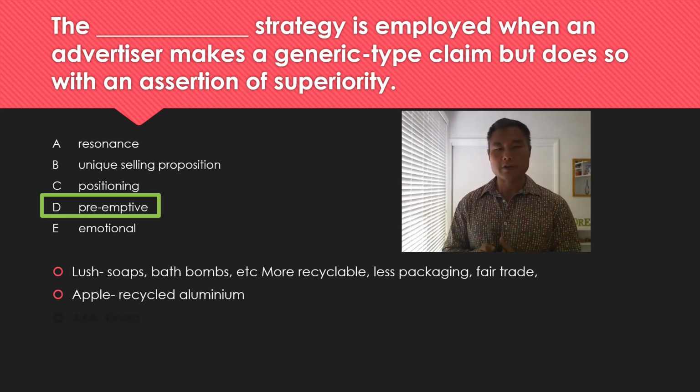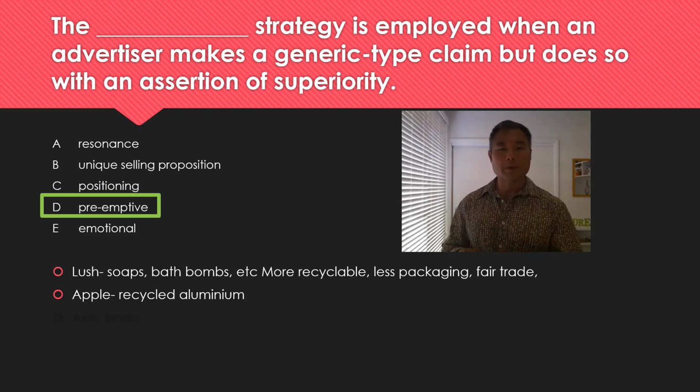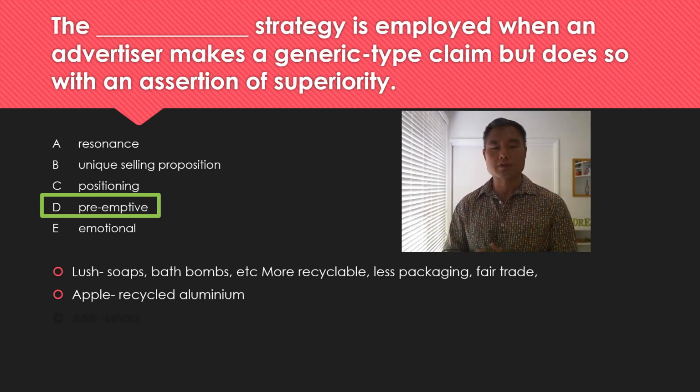Apple is another good example that does this sometimes. So when they promote the fact that they use recycled aluminium, many other computer brands could probably claim the same thing. But because they come out and say it first, and they've got such massive advertising power, when they say that, it becomes almost like a unique selling proposition for them. But it is a preemptive strategy, because it is not that unique. Other people do the same thing, but because they're so well known and they come out and say that first, they become known for it.